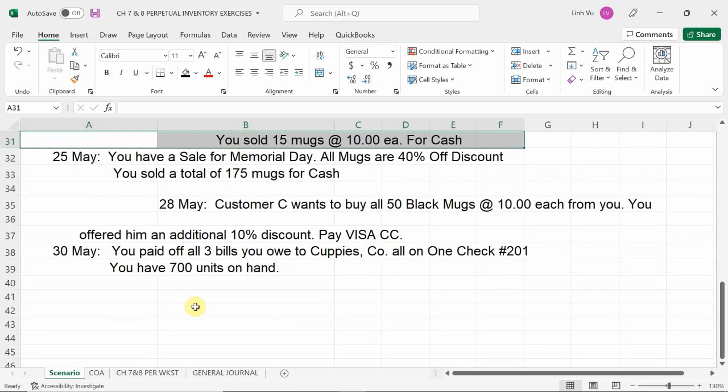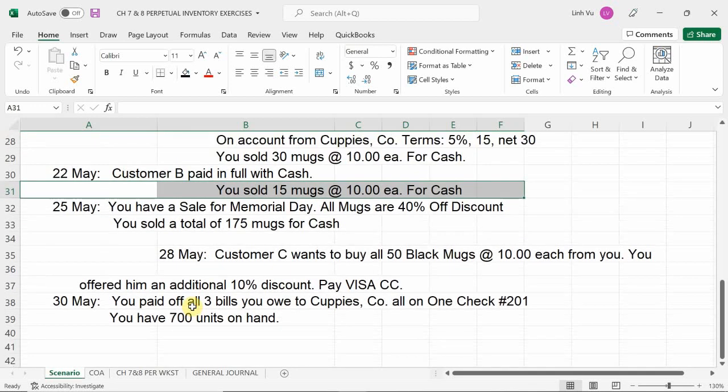So then let's see what happened next. All right, got three more things left. Number one, let's see. On the 28th of May, customer C wants to buy all 50 black mugs for $10 each from you. And of course, you offered them an additional 10% discount, and he paid with a Visa credit card.